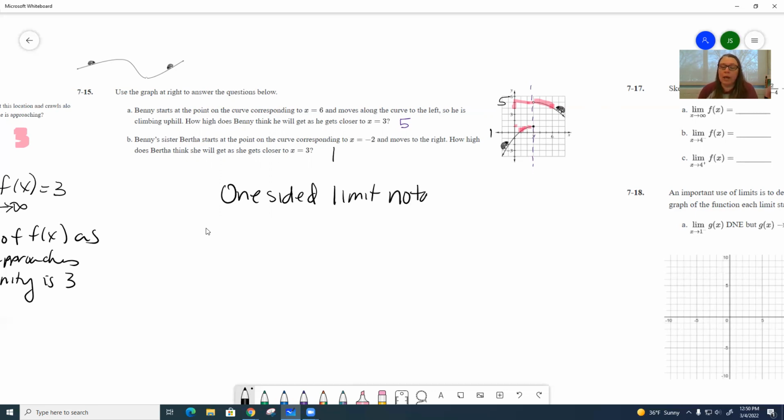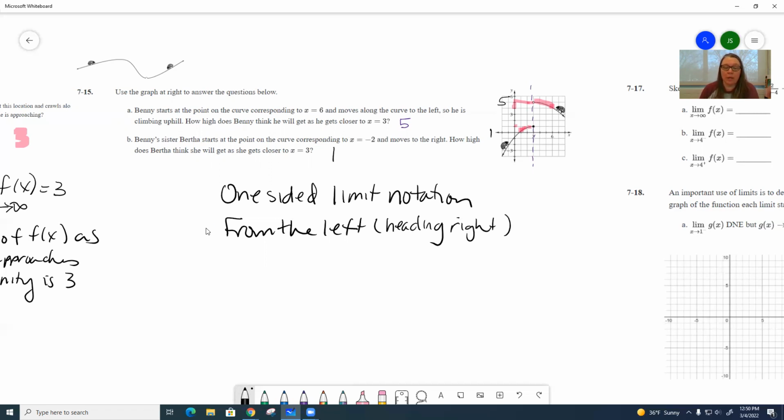So as we're approaching from the left, like here, how he was approaching from the left but heading right. When I say from the left, I mean on the left side of this x value of interest, so on the left side of 3. So we're heading to the right.